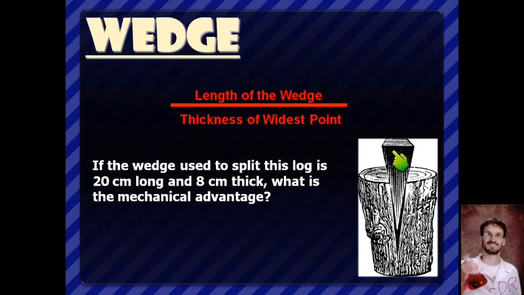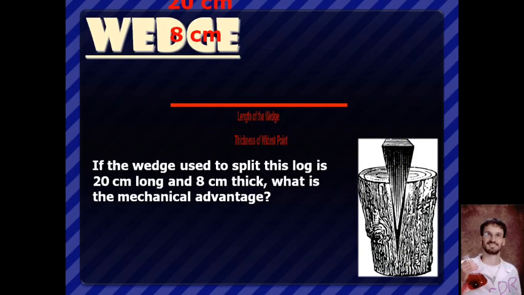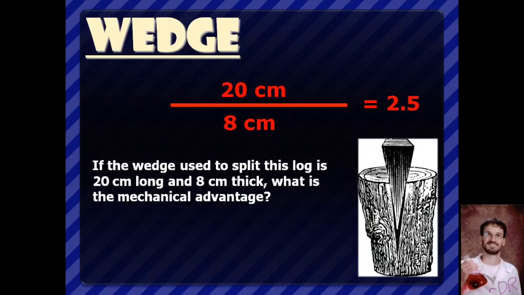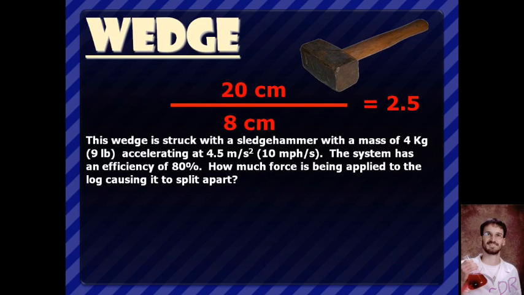How wide is it versus how long it is? Well, if it's 20 centimeters long, 8 centimeters wide, that means this wedge has a mechanical advantage of 2.5. It multiplies whatever force I hit the top of that wedge with 2.5 times. And not only that, but it also changes the direction. I'm hitting down, and it's causing the direction to go outward from both sides. It's really what makes it possible for you to split wood.